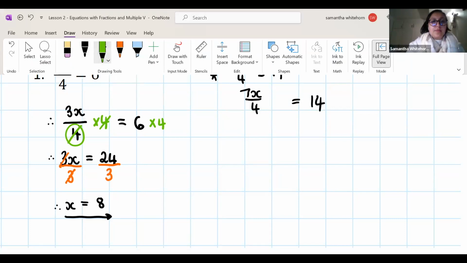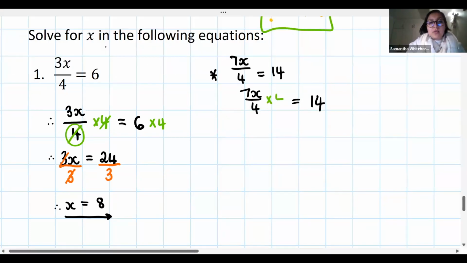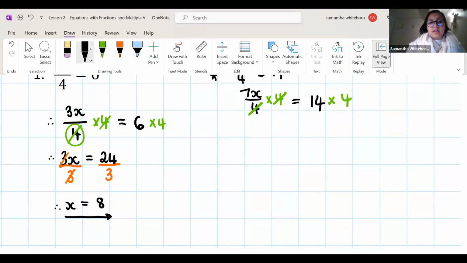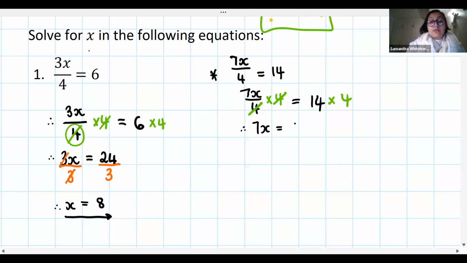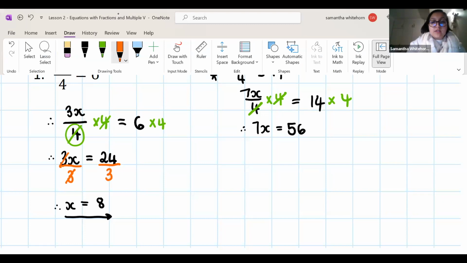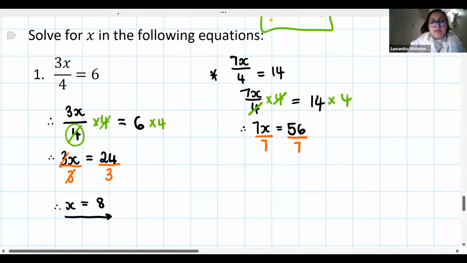Okay, guys, let's have a look. So first thing, I don't like that denominator 4, so I'm going to times it by 4 in order to get rid of it. But if I do that on the left, I have to do it on the right. What that means is on the left-hand side, I have got 7x is equal to 56, because 4 times 14 is 56. And then remember, I don't want that coefficient of 7, so I need to divide both sides by 7 so that I get x alone. 56 divided by 7 gives us 8. And so for that one, x is equal to 8.